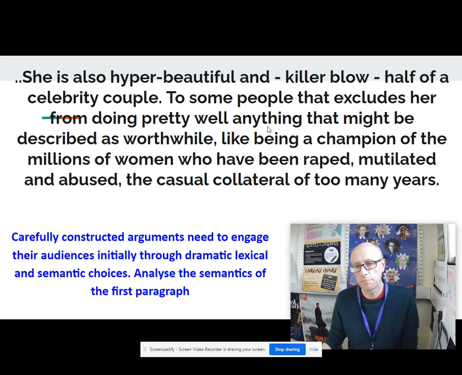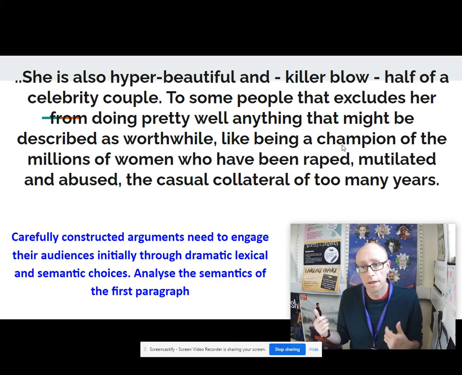And in the last sentence here, it shows that there are competing arguments going on, that you have some people who think that what she's doing is not worthwhile because she is a celebrity. But on the other hand, what it shows in this last group of clauses is that she is in fact doing something very, very worthwhile. And she's been called a champion. So it's an interesting abstract noun that's being used here to show that the editor is very supportive of her cause. And the cause here is outlined.